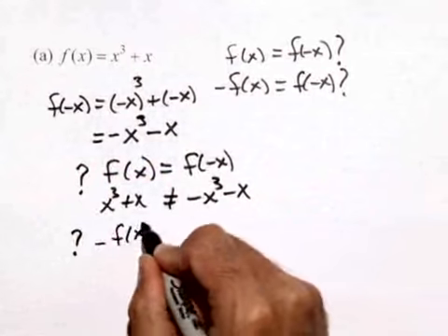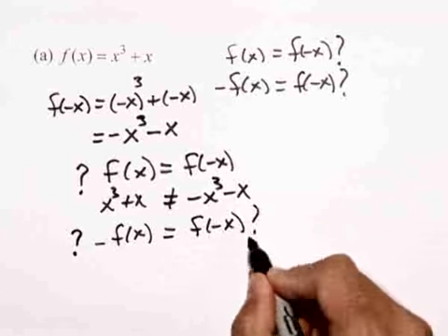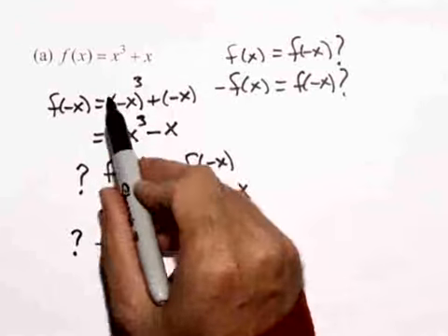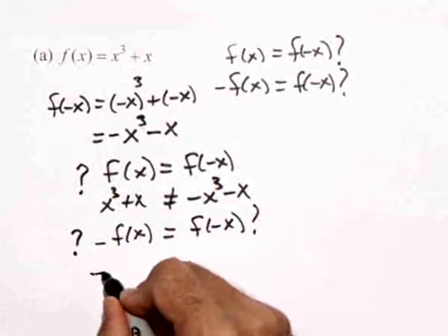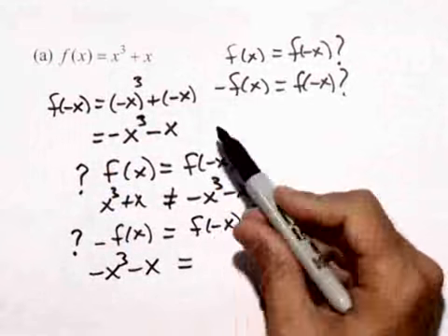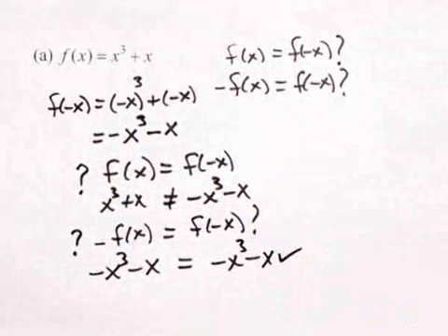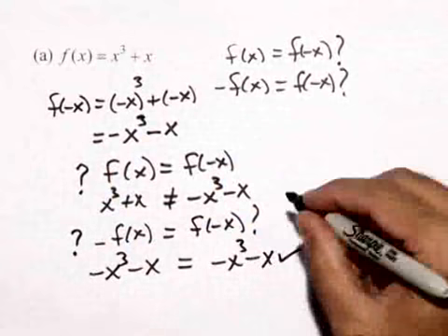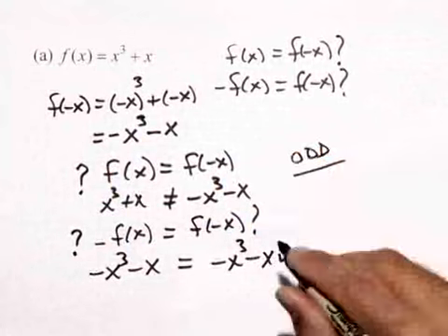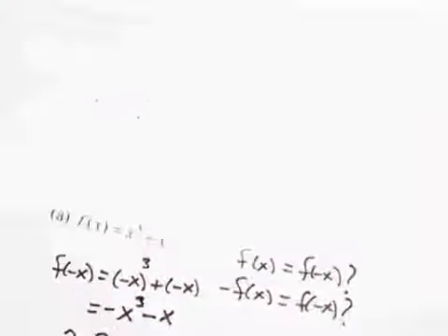Let's ask another question. Does negative f of x equal f of negative x? Well, negative f of x, if we multiply our function by a negative, we get negative x cubed minus x. Does that equal f of negative x? Yes, it does. So this function satisfies our second equation, therefore it's odd. Okay? We'll do the same thing for B through D.